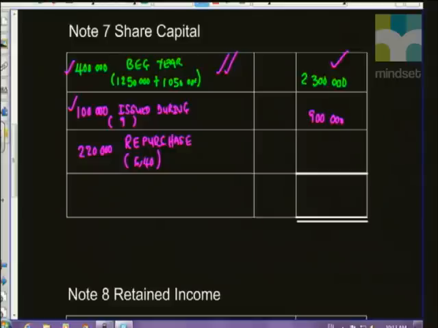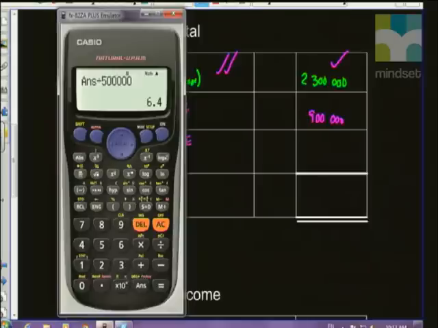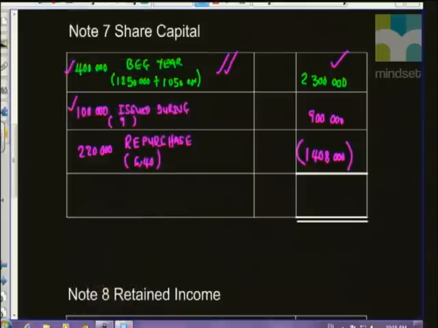Therefore, let us do our calculation now. And we say times the 220,000 to give me a value of 1,408,000. Okay, 1,408,000. That is the value of the shares that we have repurchased. Okay, there it is. Notice we are repurchasing it, so that figure has to appear in a bracket.